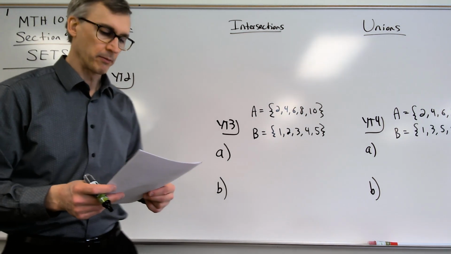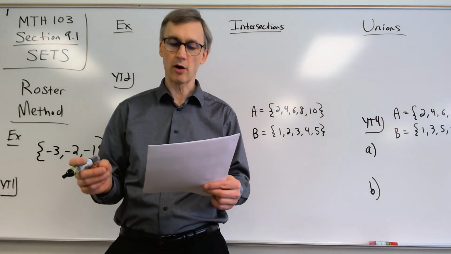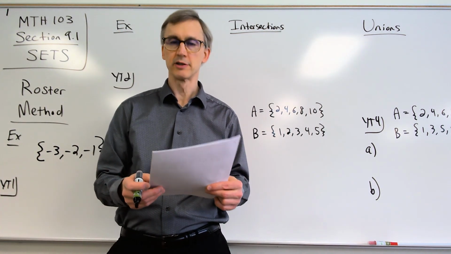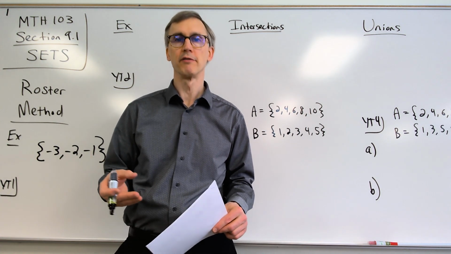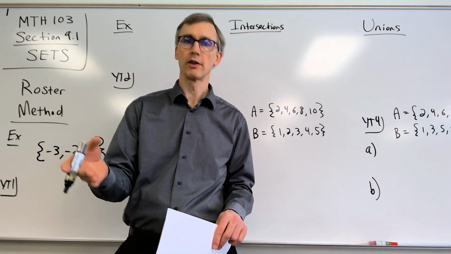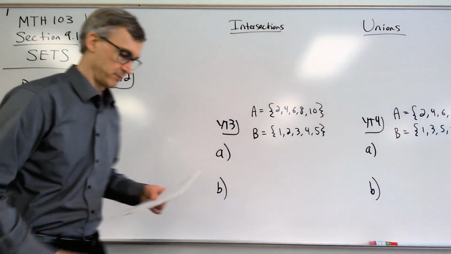Your turn number 1. Use the roster method to write all the positive integers that are less than 5. Now just a reminder, I don't stop during the video, so pause the video, work on the your turns, and then restart.